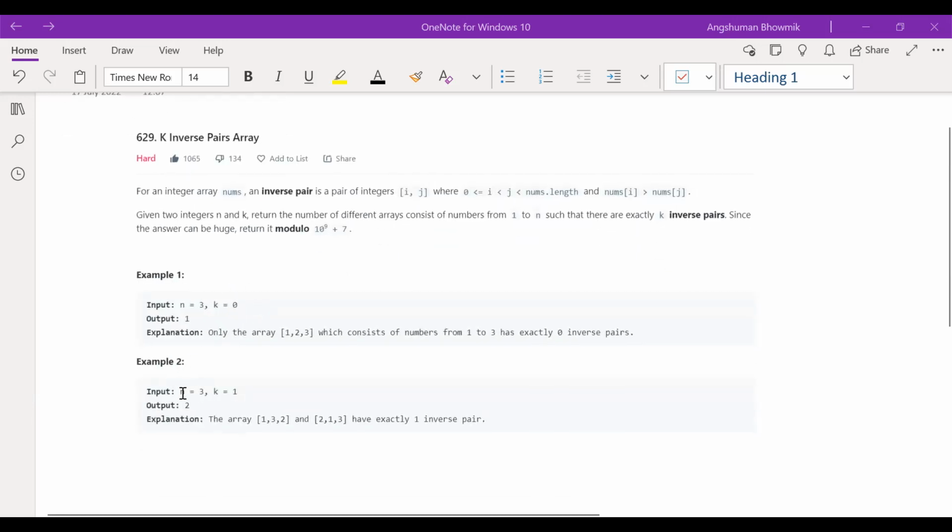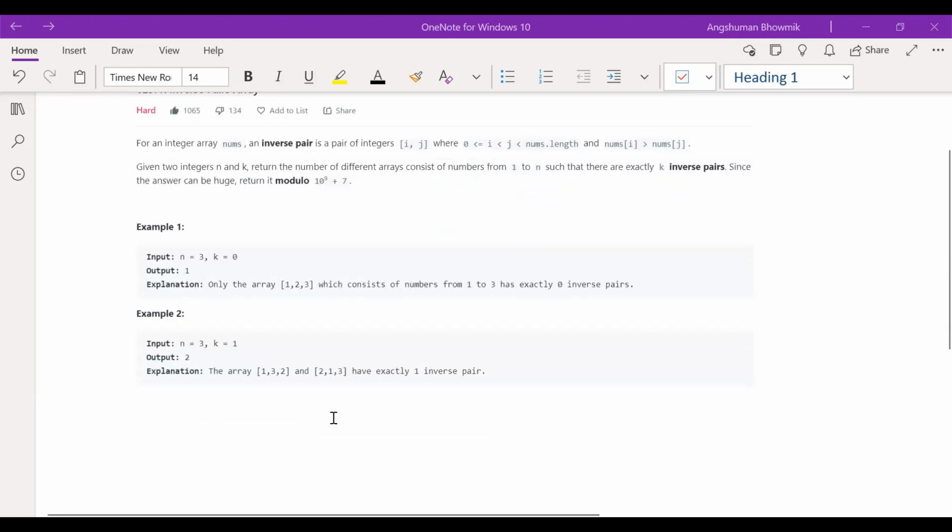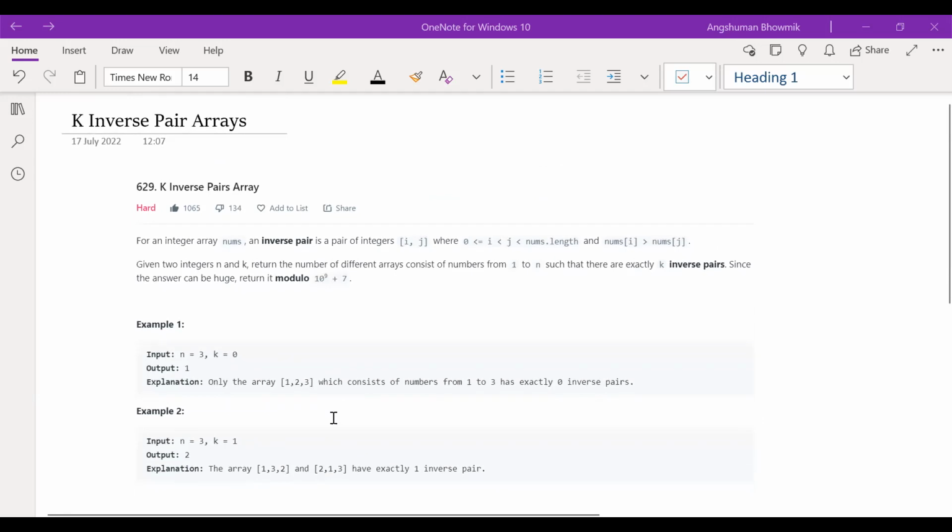Here n is 3 and k is 1. So we need to use 1, 2, and 3 to make our arrays. The only possible arrays with exactly k inversion count will be 1, 3, 2 and 2, 1, 3. In 1, 3, 2, the inversion pair is (3, 2), and in 2, 1, 3, the inversion pair is (2, 1).